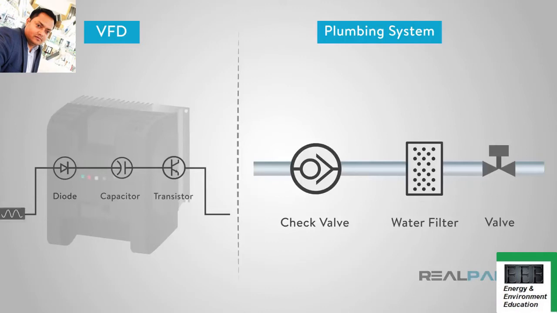First, let's look at the diodes that convert the AC to DC. This operates like a check valve in a water system. A check valve, like a diode with electricity, only allows water to flow in one direction. The capacitor acts as a water filter to keep everything clean and usable. The transistors act like valves. They turn the flow on and off when needed. This allows the VFD to adjust the frequency of the motor.